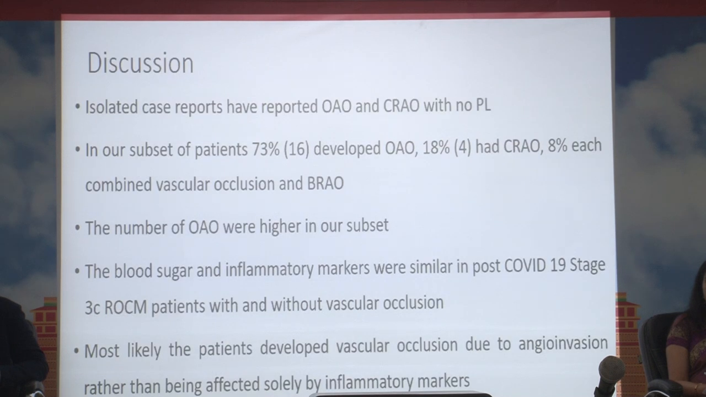So in our subset of patients, approximately 73% developed ophthalmic artery occlusion, whereas 18% had CRAO and 8% each had combined vascular occlusion and BRAO. The blood sugar and the inflammatory markers were similar in post-COVID-19 stage 3C ROCM patients with and without vascular occlusion. So basically it can be attributed to the angioinvasion rather than being contributed solely by the inflammatory biomarkers.